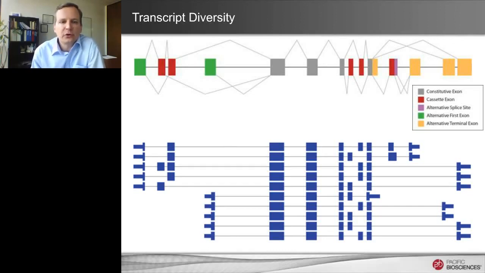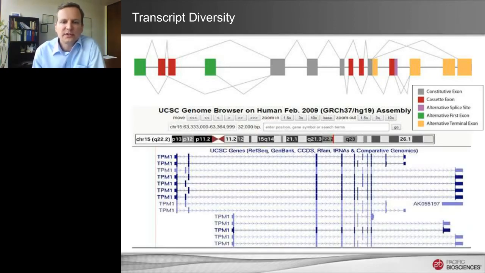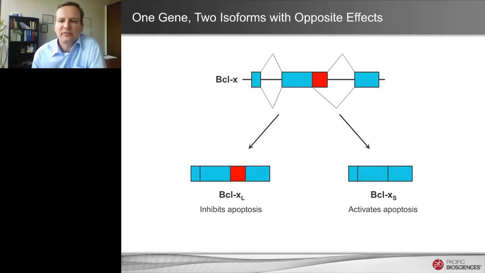You can have alternative first exons, last exons, alternative splice junctions, cassette exons, where only one or the other, but not both of the exons are ever present in a particular mRNA and so forth. And so down here, this diversity of transcripts is actually not a cartoon. This is just one gene, one of my favorite genes, TPM1, for which all these different isoforms that were displayed schematically have been found.